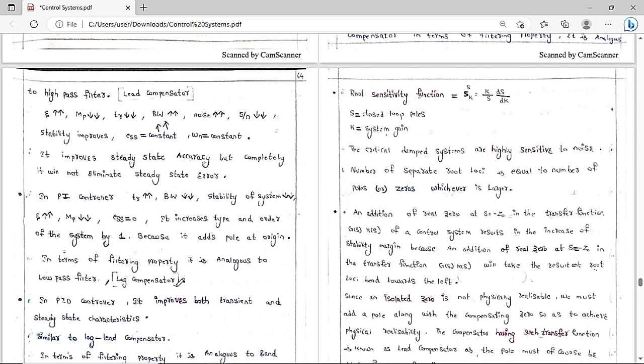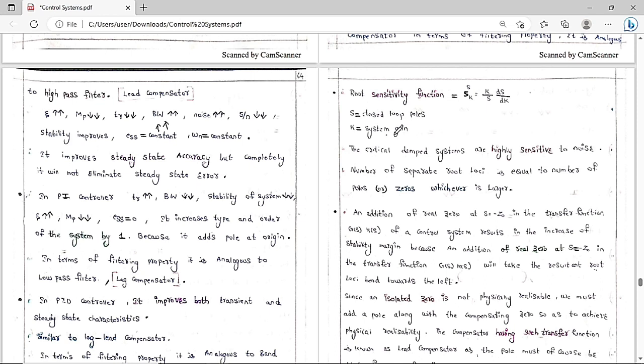So now the next point is the root sensitivity function. I've already told you, the root sensitivity function is the sensitivity of s with respect to k. Here s means s and k means k, so it is k by s into ds by dk. s is called the closed loop poles and k is called the system gain.